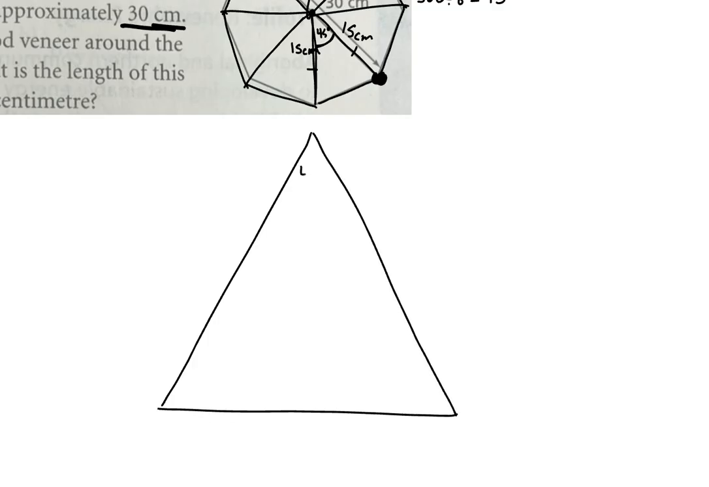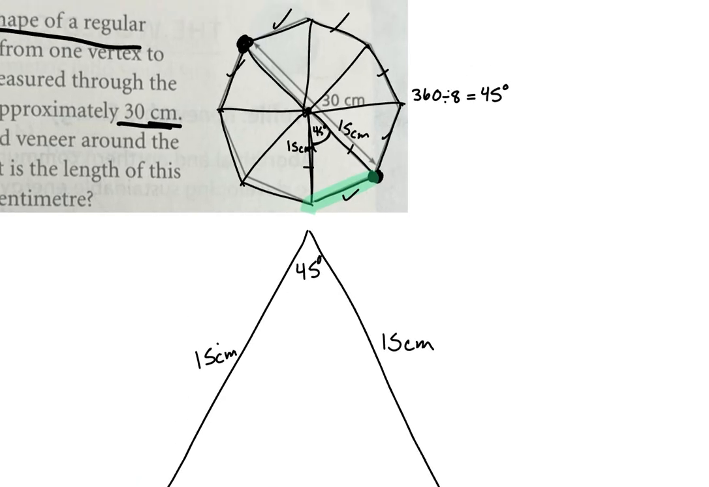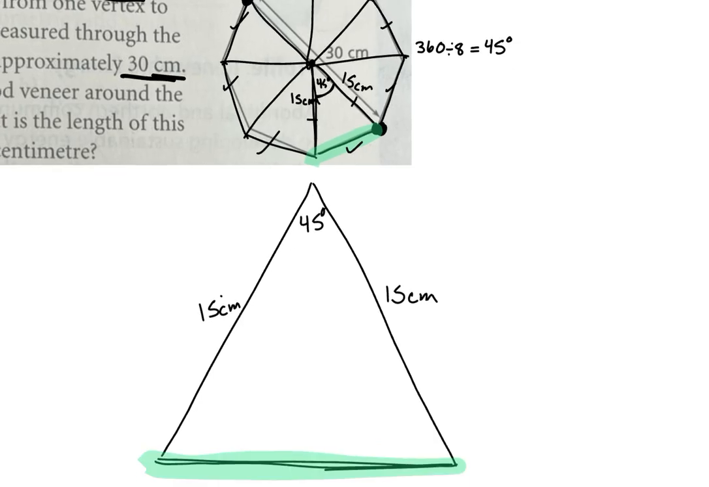I know that this one right here is 45. I know that this right here is 15 centimeters. And this one right here is also 15 centimeters. All right. So this right here matches with this side right here. So if I figure out what the length of this bottom piece is, and I multiply it by 1, 2, 3, 4, 5, 6, 7, 8, I'm going to know what the perimeter is.